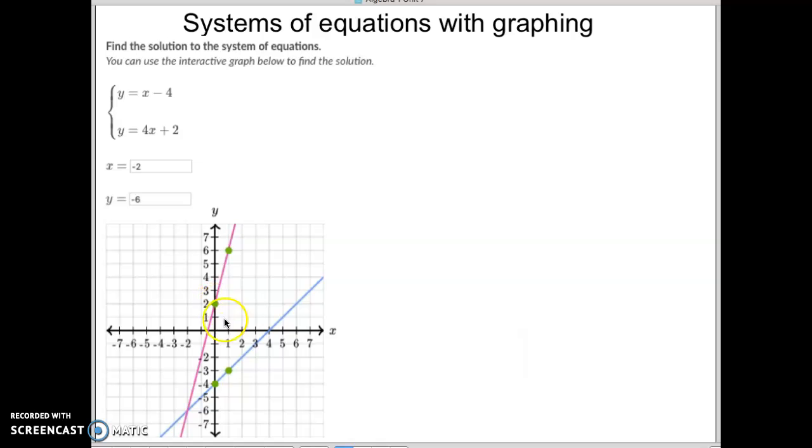And then where do those two lines intersect? You'll notice they intersected right here when x equals -2 and y equals -6. So x equals -2, y equals -6. Pretty simple. All right, next question.